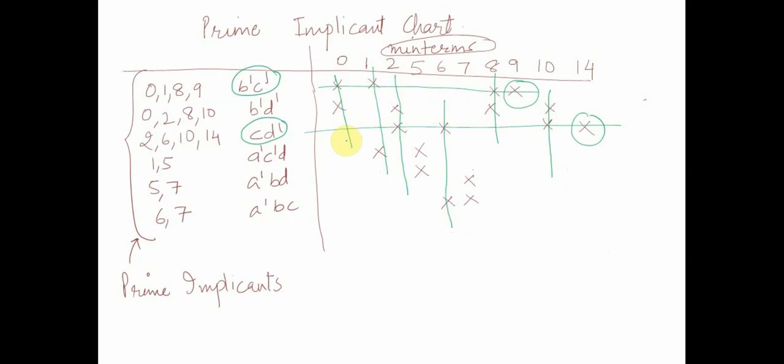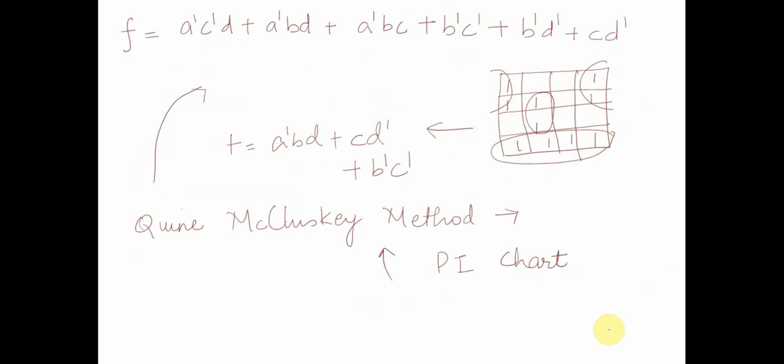We are left with only these two things, 1 5 and 5 7. Now tell me one thing, if we simply include these two terms together, that is, if we include one term A bar B D, these two should also be covered, and we have a solution. So our function F of A B C D is nothing but B bar C bar plus C D bar plus A bar B D, and this is the solution which we got by K-maps as well, right?